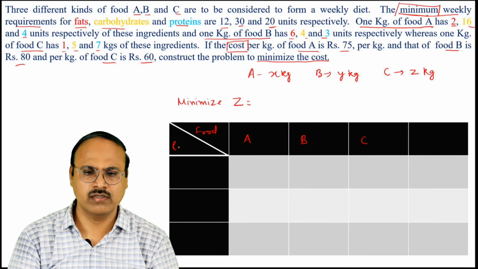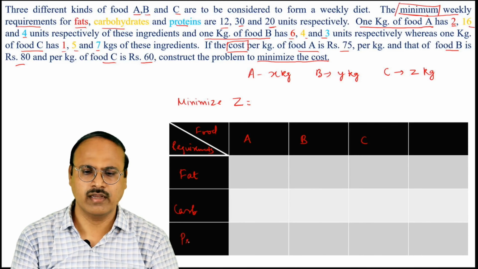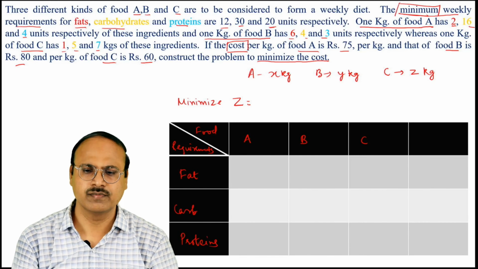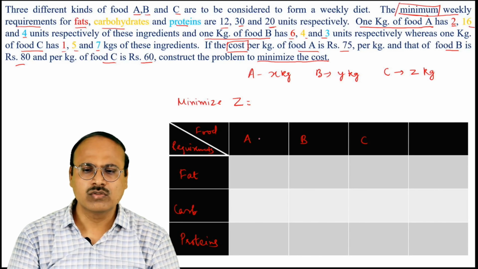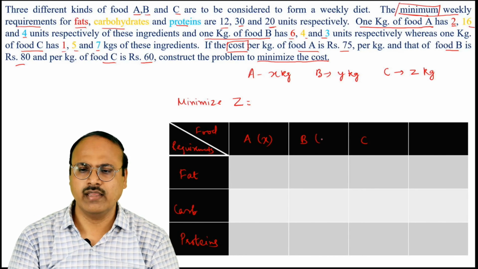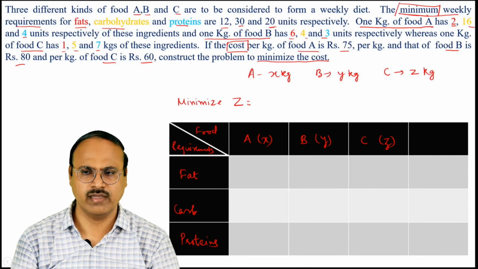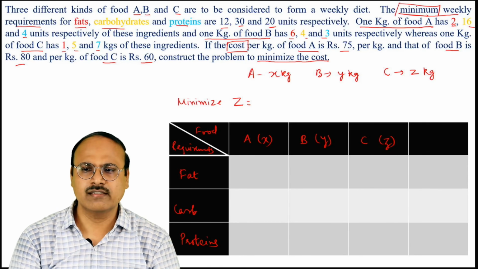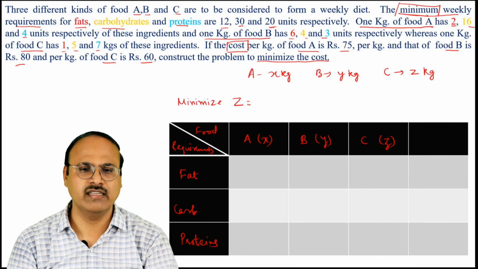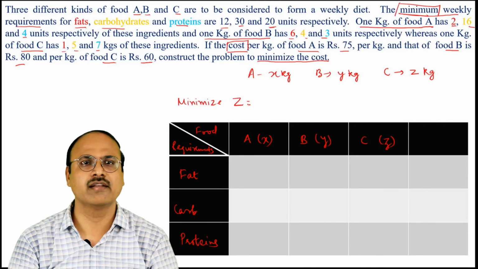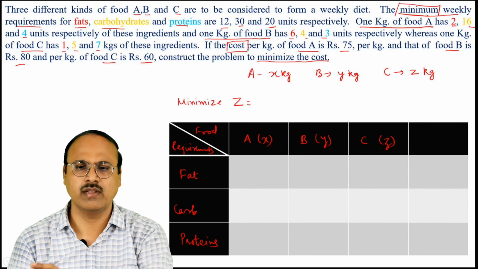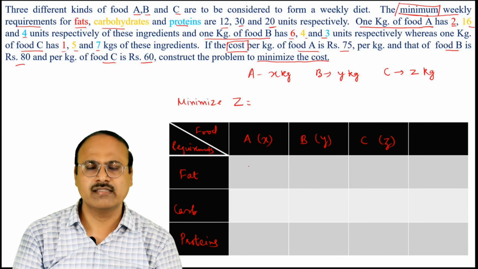So what is the requirement? You have a requirement of fats, carbohydrates and proteins, right? So let us say X kgs of food A, Y kgs of food B and Z kgs of food C is what we are considering. Now the constraints are given. What is the constraint? The minimum weekly requirements of fats, carbohydrates and proteins are 12, 30 and 20 respectively. Let us take the example.